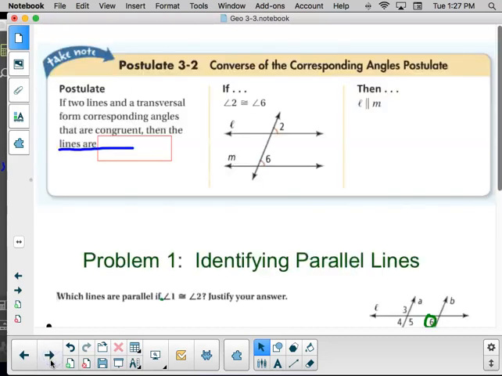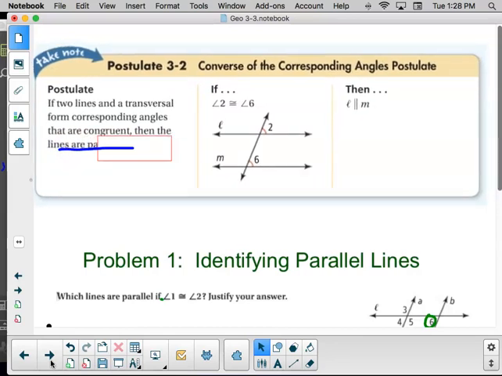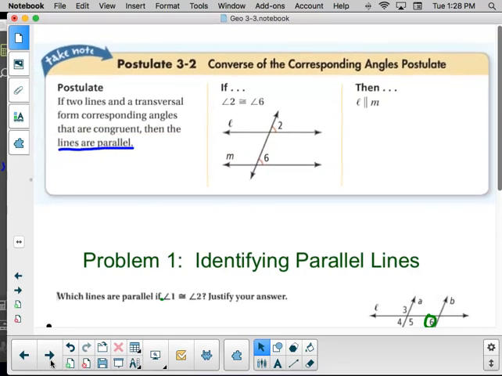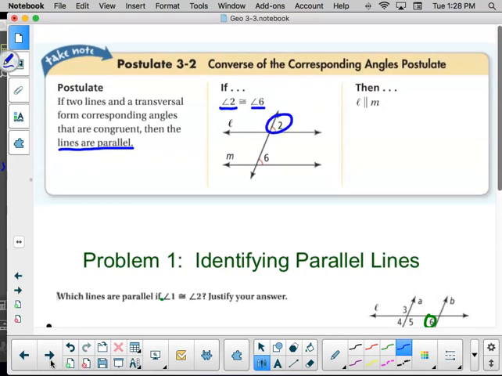So we're looking at the converse of the corresponding angles postulate. If two lines and a transversal form corresponding angles that are congruent, then the lines are parallel. So let's talk about this. Angles 2 and 6 are corresponding angles. They're on the same side of the transversal, in the relative same position, the top right corner of the intersection. If this is true, then the lines are parallel. L and M are parallel.